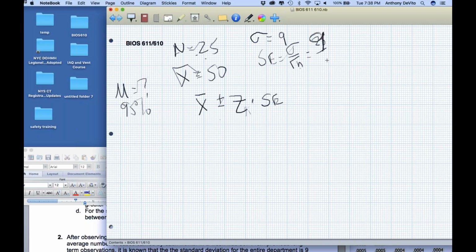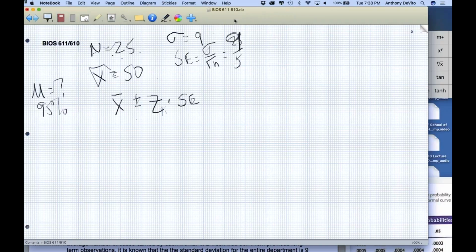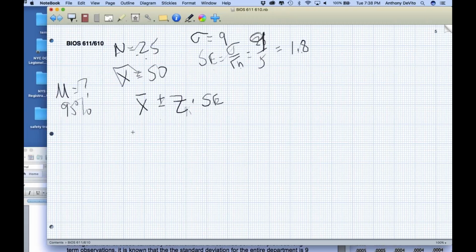Sample size is 25, square root of sample size is 5, so that's going to be equal to 1.8. Standard error is equal to 1.8 cases. Okay, so let's see what we got here. We've got X bar is 50 plus or minus Z for 95% confidence times the standard error, which is 1.8. Okay, so what do we wind up with there?